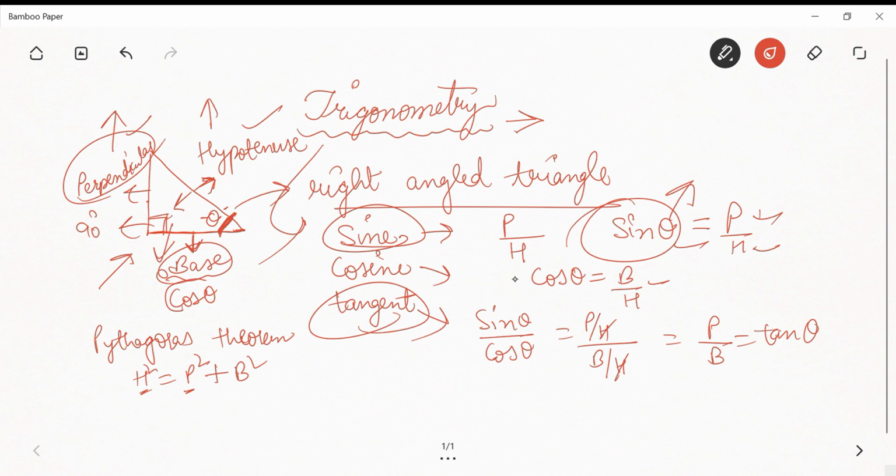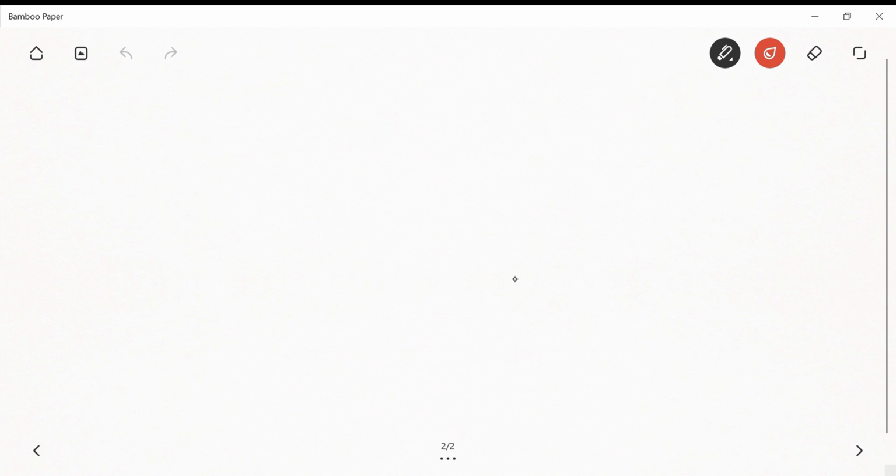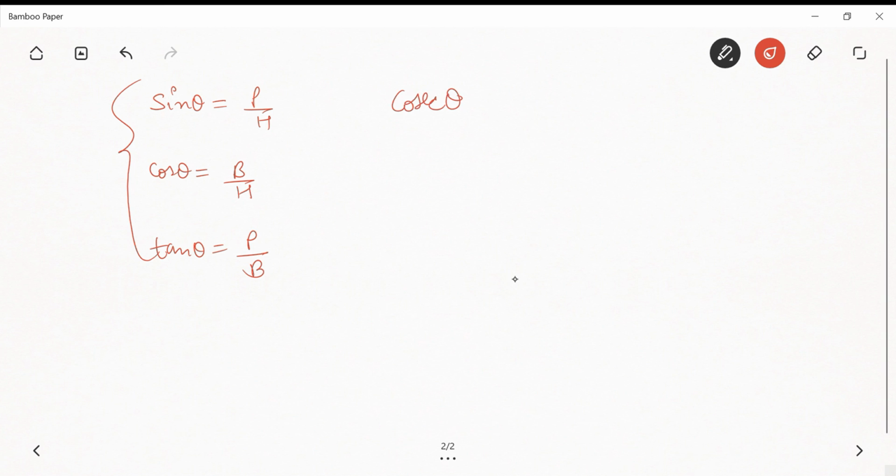So now let's move ahead with the second part of it. Now we know that sine theta is equal to perpendicular by h, cos theta is equal to base upon hypotenuse, and tan theta is equal to perpendicular by base. Now there are three more functions which are basically related to these three functions. So first is your cosecant theta. Cosecant theta is the reverse of sine theta. So it is hypotenuse by perpendicular.